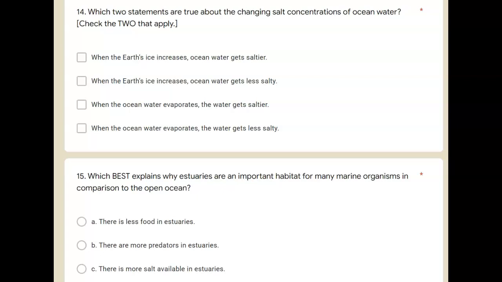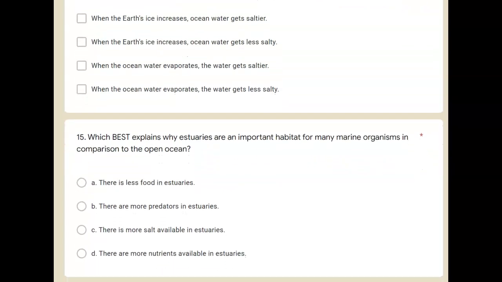Number 15. Which best explains why estuaries are an important habitat for many marine organisms in comparison to the open ocean? A. There's less food in estuaries. B. There are more predators in estuaries. C. There's more salt available in estuaries. Or D. There are more nutrients available in estuaries.